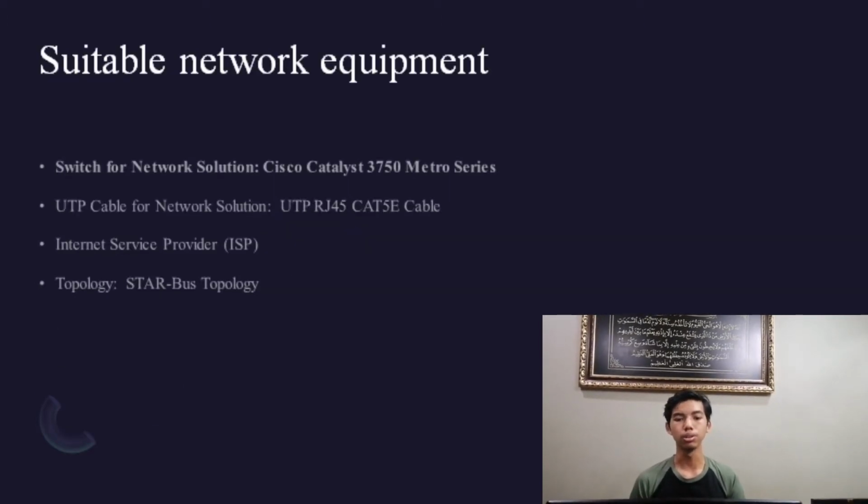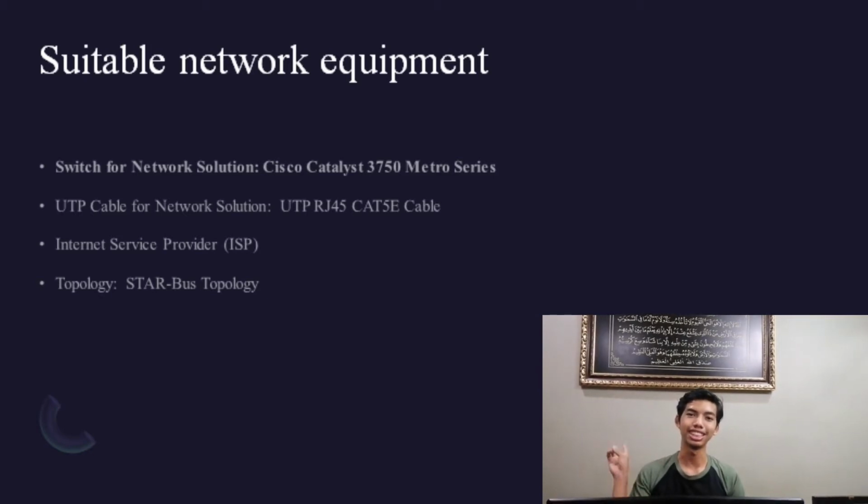Alright, we go to suitable network equipment. For the switch, we are going to use the Cisco Catalyst 3750 Metro series, and for the UTP cable, we use UTP RJ45 Cat5e cable, and an internet service provider, which is ISP, and the last one is we're going to use Starbus topology. That's all.